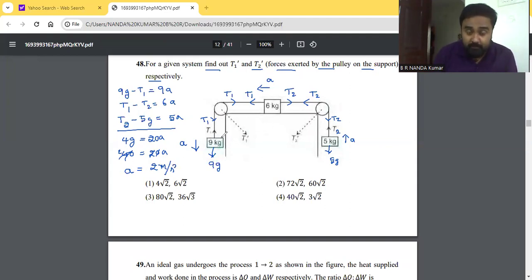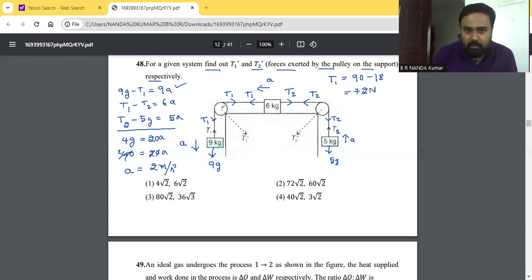So the acceleration of the system, the acceleration of 9 kg, of 6 kg, of 5 kg, all are the same here. But here we want T1. So look, T1 we get by using this equation. So let us shift T1 to this side. So 9g, that is 90, minus 9 into 2, that is 18. 90 minus 18 is 72 Newton.